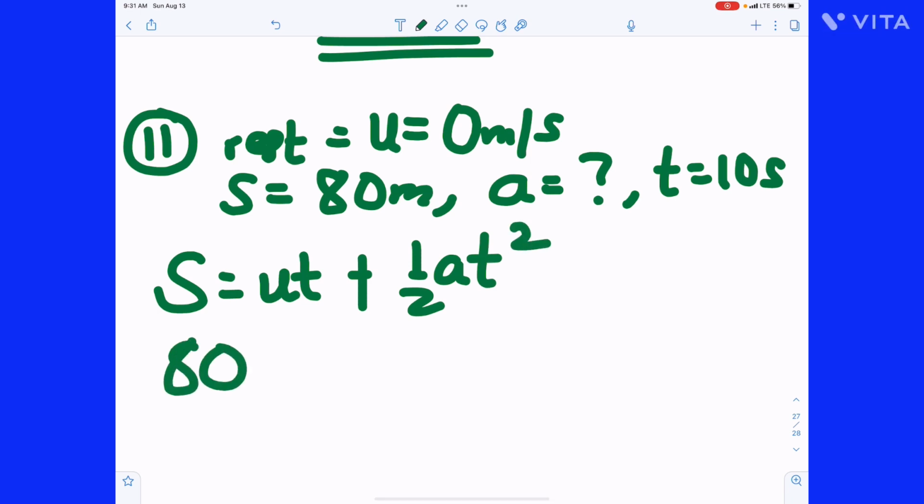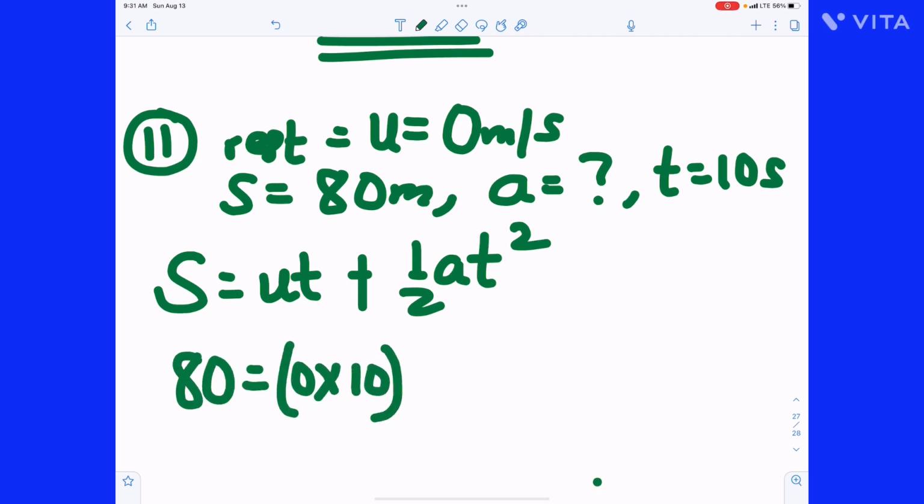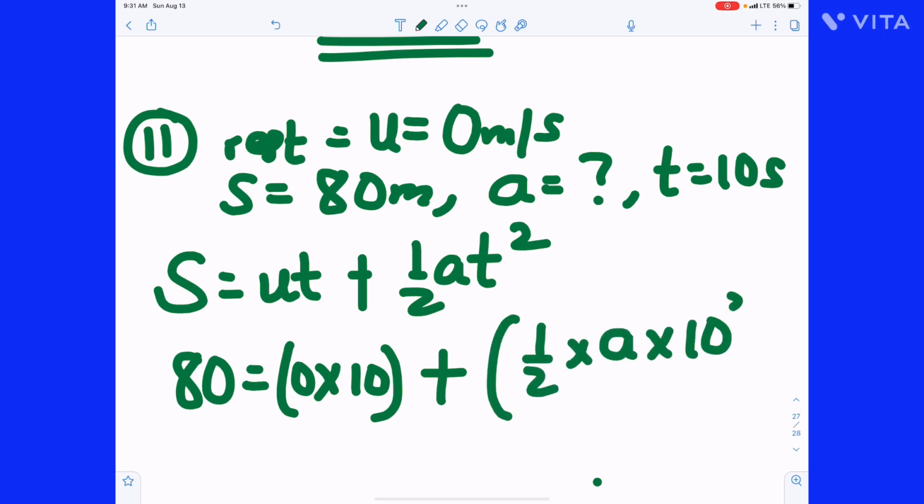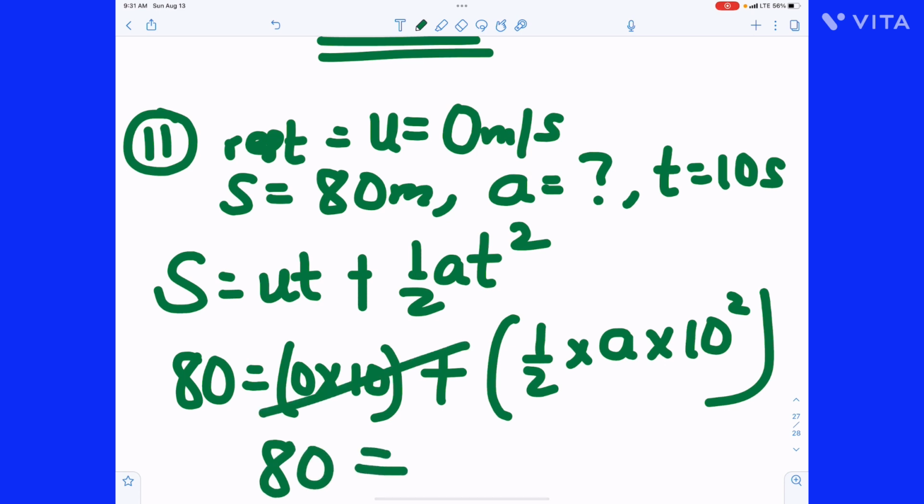So substituting, I'll get 80 meters is equal to 0 times 10. Initial velocity is 0, time is 10 seconds. So 0 times 10 plus half times A times 10 squared. We are looking for the acceleration. What does this give us? 0 times 10 is 0. So this side will disappear.